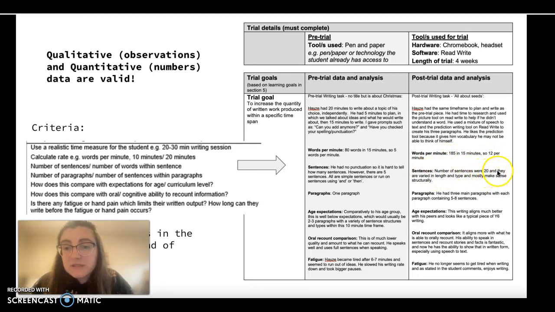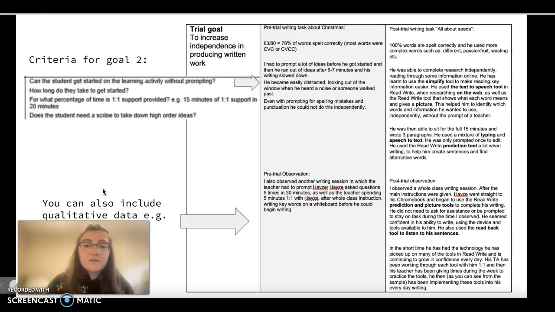Number of sentences were 20 and they were varied in length. He had 3 main paragraphs, each one contained 5 to 8 sentences, and the writing aligned much better with a peer typically his age. Yeah, so you can just see it's showing very clearly the improvements that he's made. And I used these prompts, which were from that table, for this.